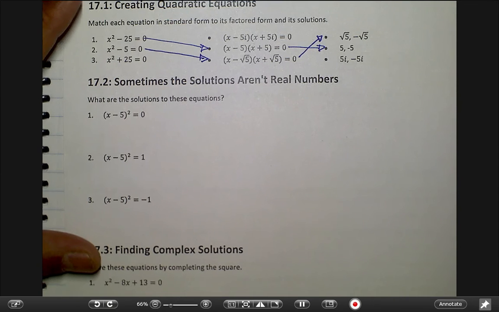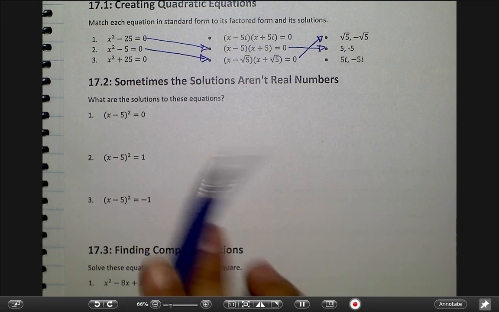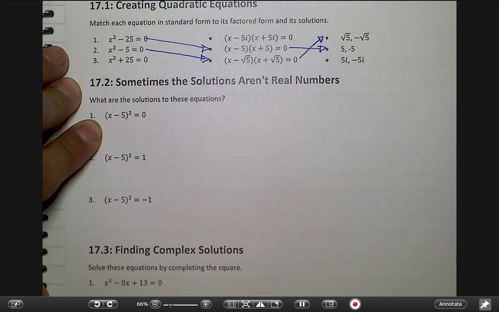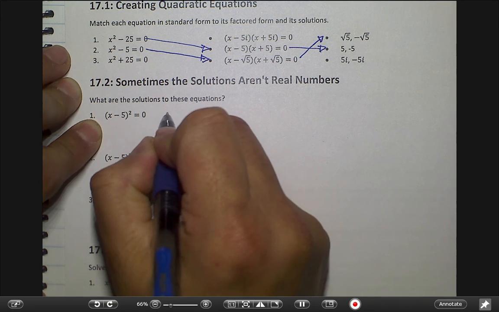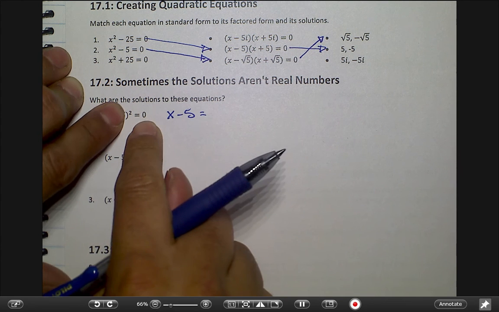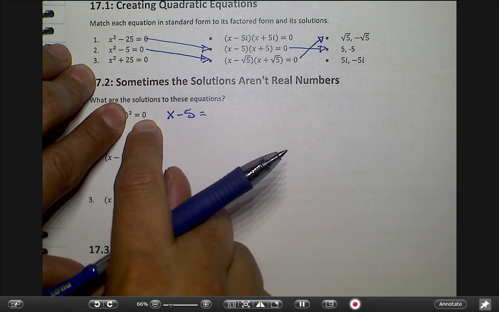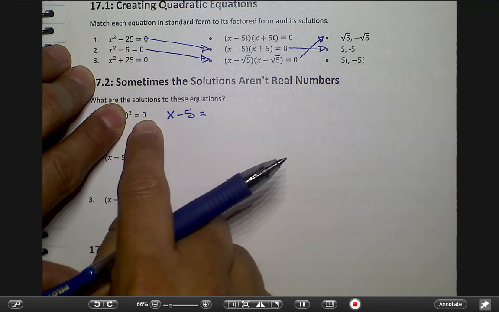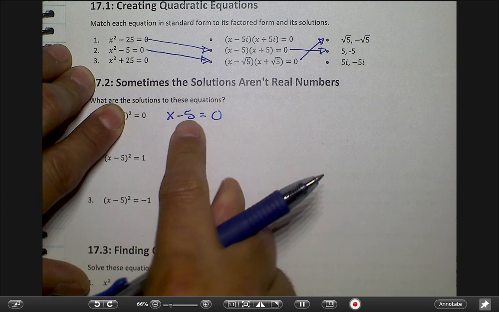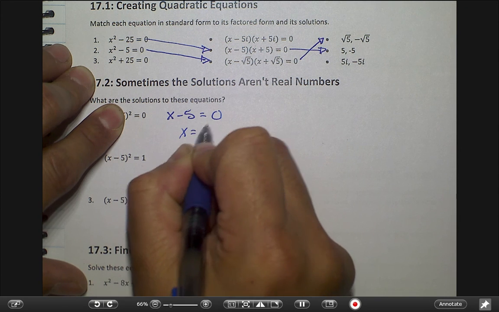All right, let's see right here. Sometimes solutions aren't real. What are solutions to these equations? So same steps right here. How would I undo my square? Square root. Thank you. So it's going to be x minus 5 equals plus or minus square root of 0. So it's just 0, isn't it? Square root of 0 is still just 0. What am I doing to both sides? Add 5. So x equals 5.